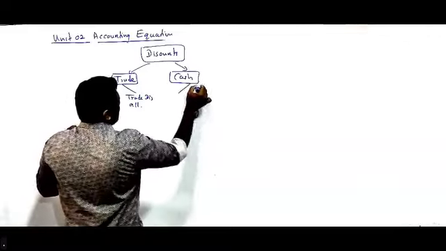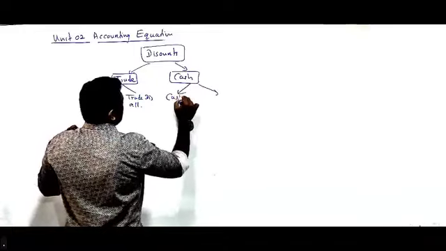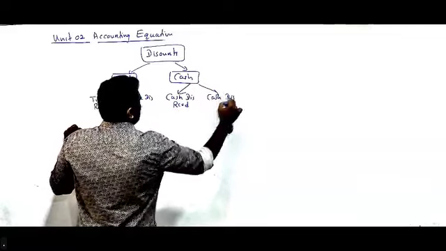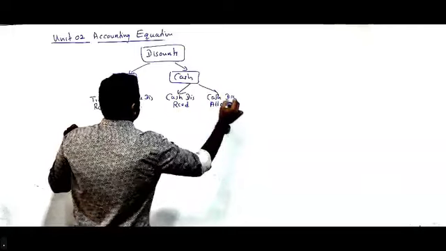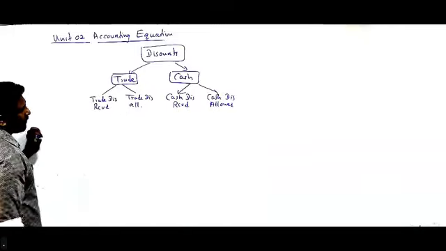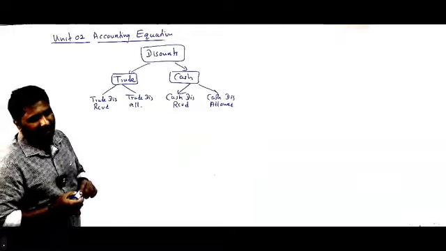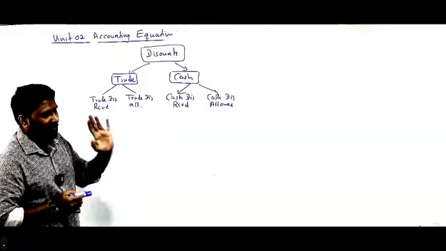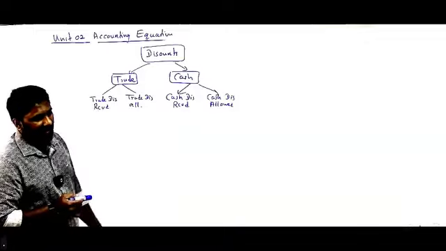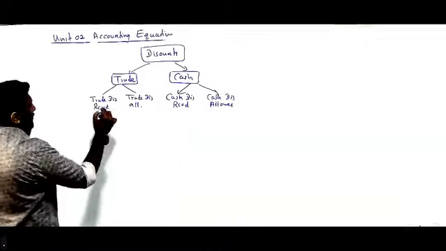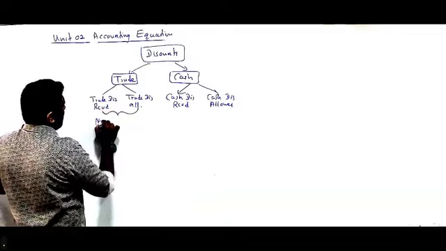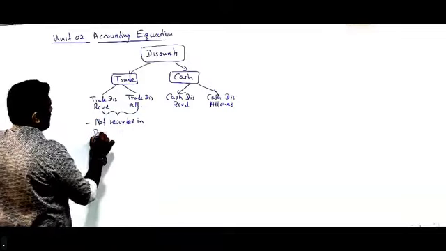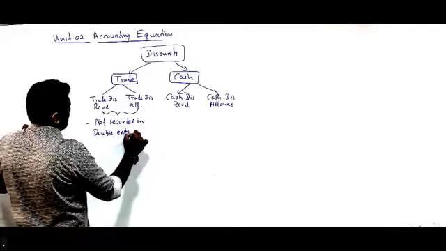Cash discount we studied two. What are the two? Cash discount received and cash discount allowed. Out of these four, what are the two things that we have to consider, record in the double entry system? Only the cash discounts. So the trade discounts are not recorded in the double entry system.